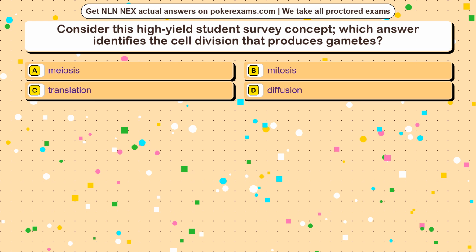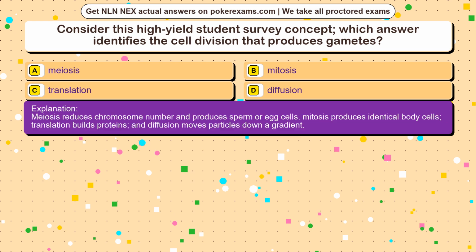The correct answer is option. Meiosis reduces chromosome number and produces sperm or egg cells. Mitosis produces identical body cells. Translation builds proteins, and diffusion moves particles down a gradient.